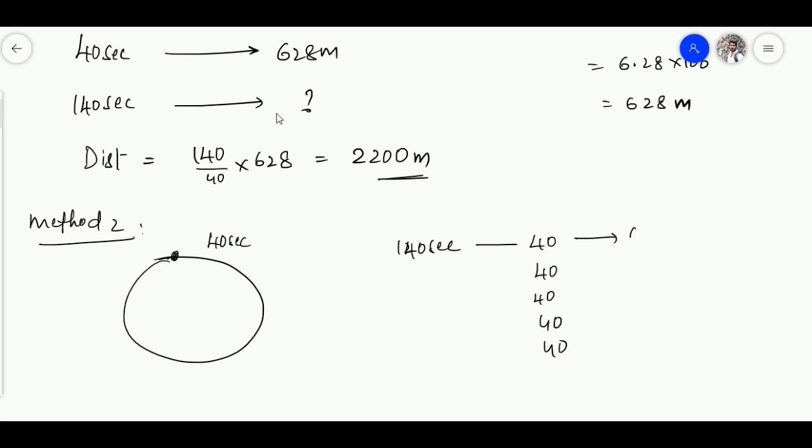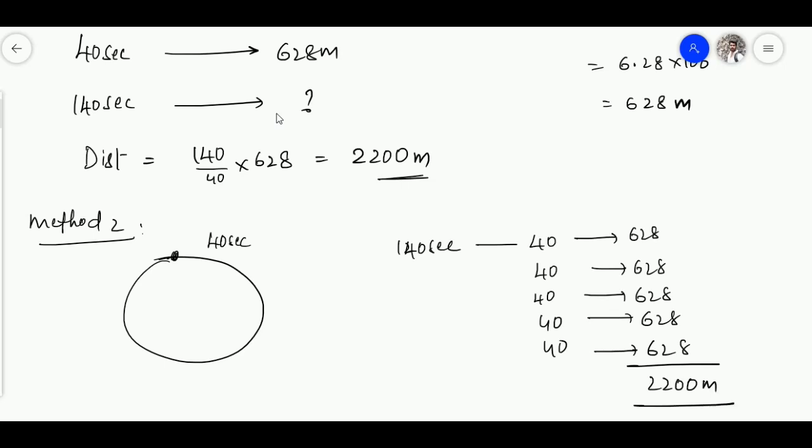Okay, for each 40 seconds, 628 meters, and for another 40 seconds, 628, another 628, another 628 meters. If you count this, you will end up with 2200 meters. So for 140 seconds he ran 2200 meters, 2.2 kilometers. So this is just using your common sense. No need for any formulas.